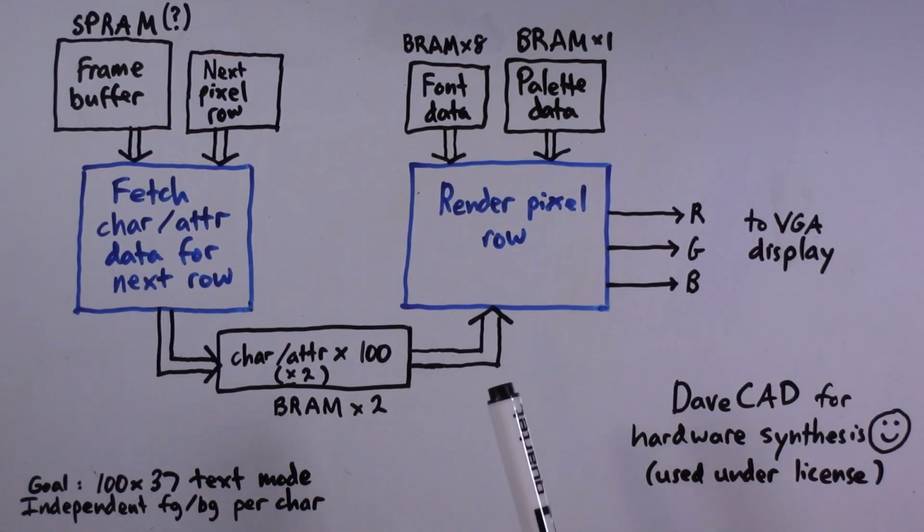All right, so here is a possible design for our display controller. And before I explain how it works, let me first state what the goal is. So the goal is to have a 100 column by 37 row text mode.